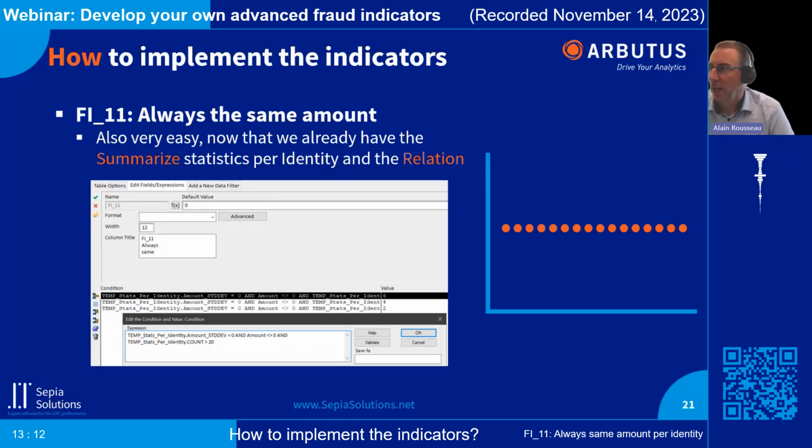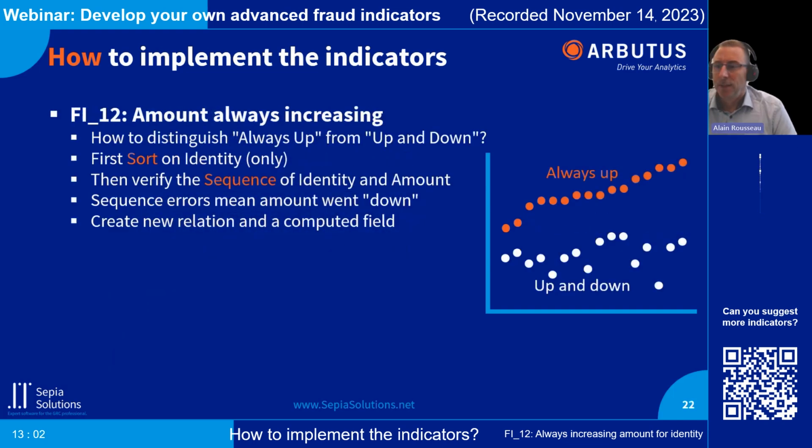So this is how we can catch transactions by one identity to one identity to one bank account, whatever it may be, of always exactly the same amount. And now already the final indicator, but a bit more thinking required. Can we identify identities for which the amount only goes up?